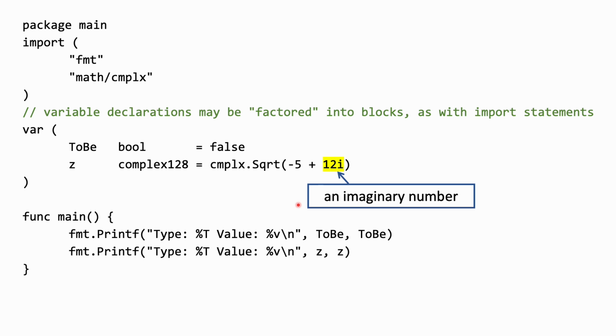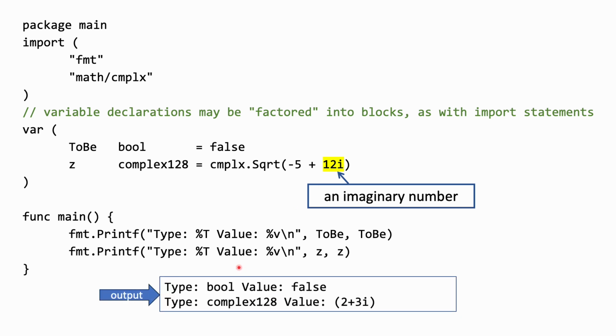And here is what these two Printf statements print out. So it shows that the type of ToBe is bool and the value is false, and the type of z is complex128 and the value is 2 + 3i.